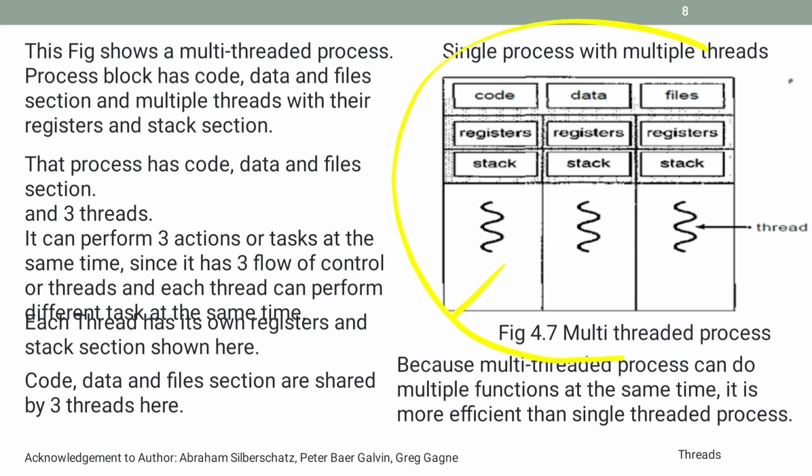So this process block has a code section, data section, and file section. It has three threads, three flows of control. Each will be executing one set of instructions. Hence, the three sets of instructions will be executed at the same time. Each thread will have its own register and stack section.